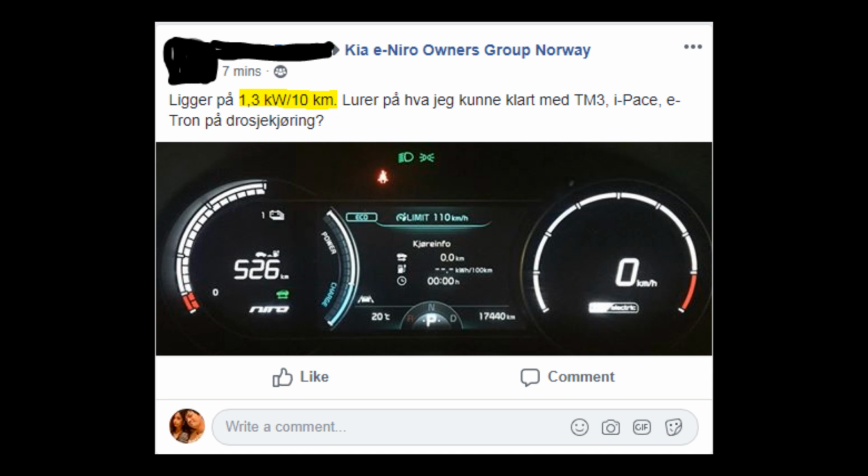Yeah, it's a taxi driver who drives a Kia e-Niro. I'm not gonna say who that is, but he says, my consumption is 1.3 kilowatt per 10 kilometers. This is a weird unit, but because Norwegians, they use mil. So of course it's kilowatt hour per 100 kilometers.